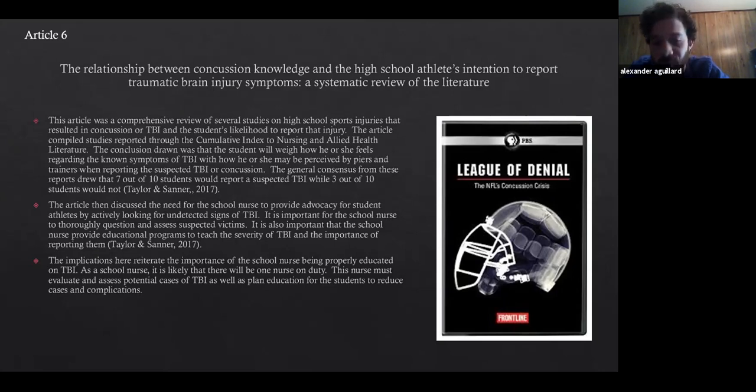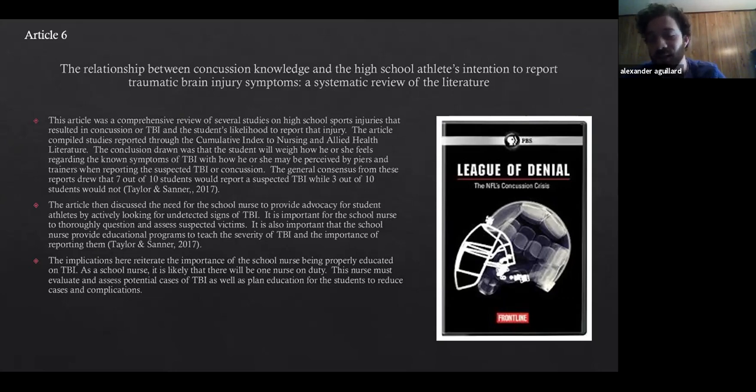So this article's implications were just that the school nurse specifically, usually for a school nurse, you have one on duty for the whole entire school. So it's just very important that the nurse is well knowledgeable on TBI. They could teach the kids. She's watching out for the kids.